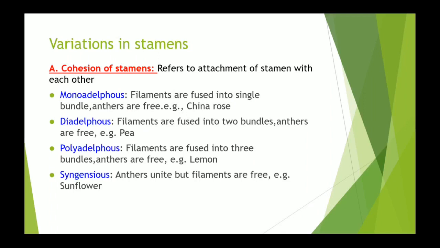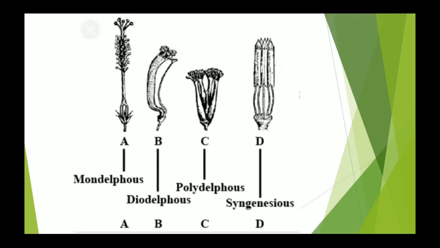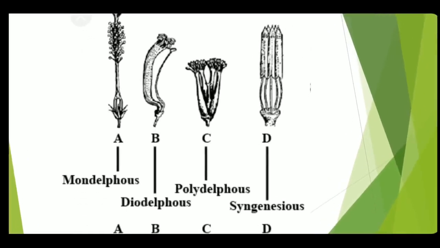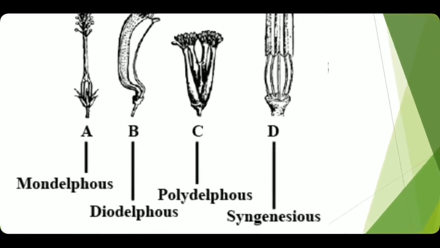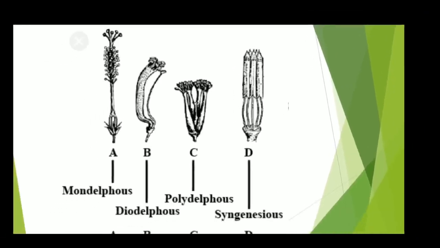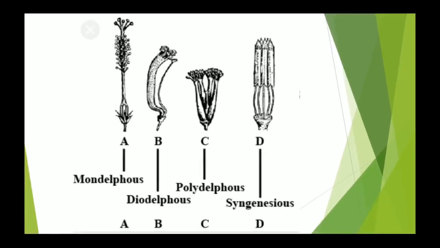And in syngenesious, the condition is opposite to the above three: here anthers unite together and filaments are free. Let's see the picture. Here you can see monoadelphous, a single bundle of filaments with anthers free. Diadelphous, two bundles, anthers free. Polyadelphous, more bundles and anthers are free. But in syngenesious, filaments are free and anthers are fused together.